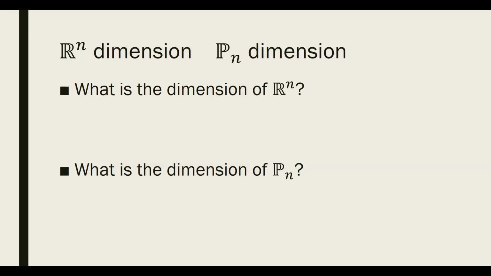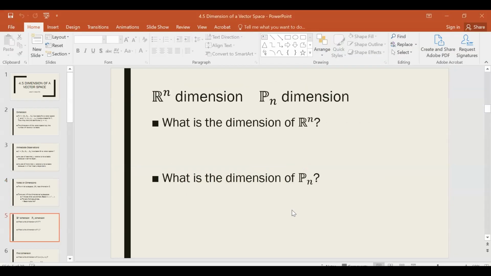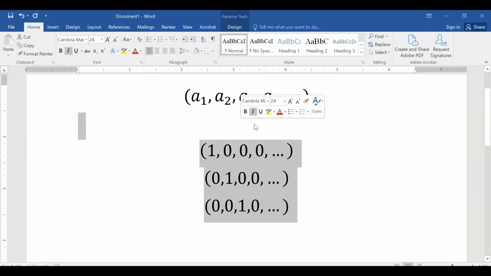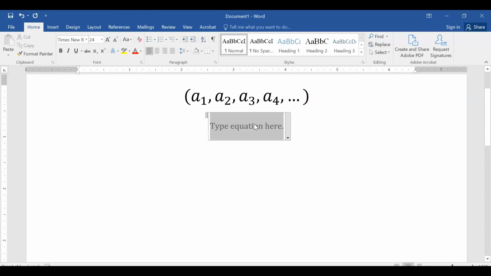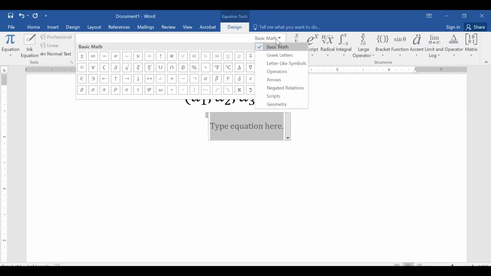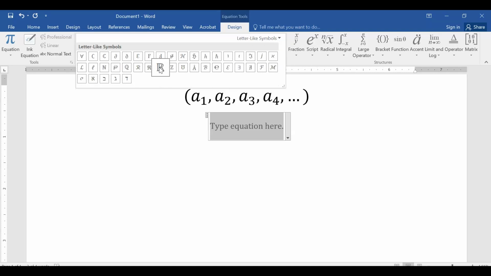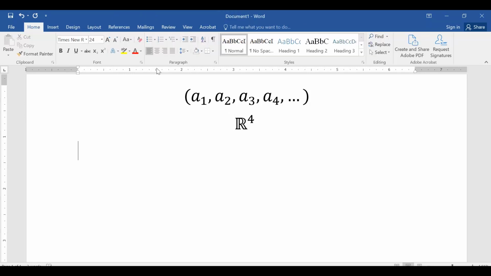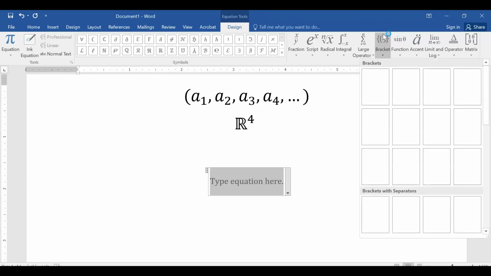All right, so hopefully you went ahead and did that. Let's do a definite example. If we think of Rn, let's think of R4. We know what R4 is. It's the set of all four-dimensional vectors, and we can easily create a basis.